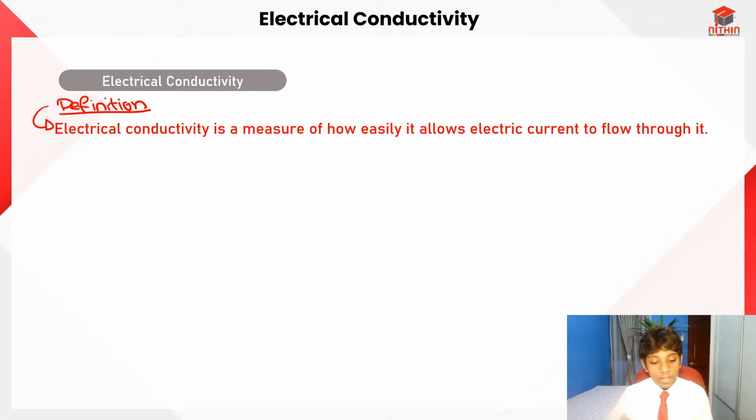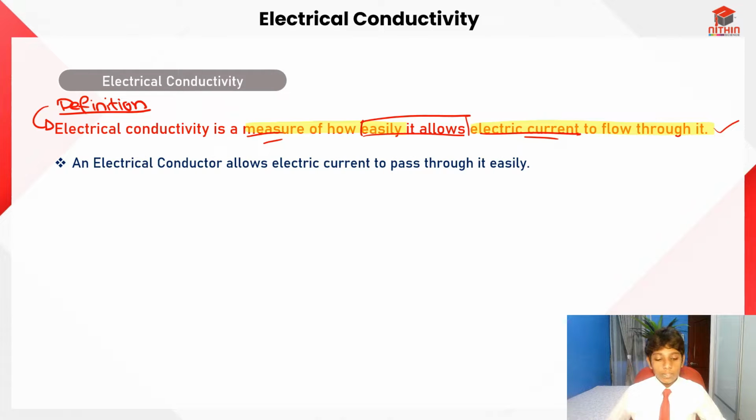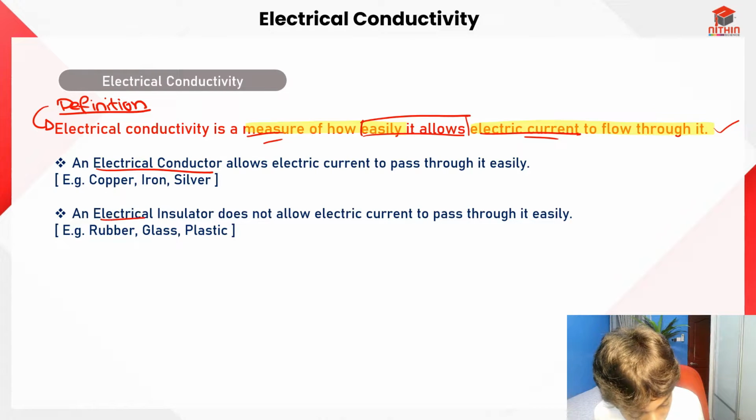Electrical conductivity is a measure of how easily it allows electric current to flow through it. So let me just box this up. It's a measure of how easily it allows electric current to flow through it. So this is the definition. These two over here are basically talking about electrical conductors and electrical insulators.